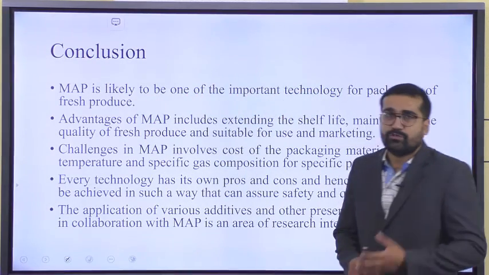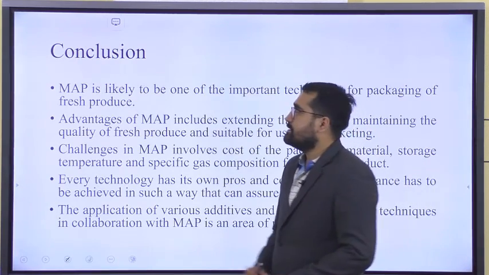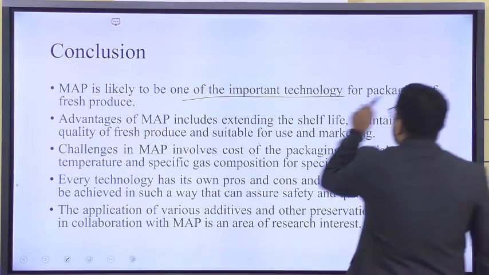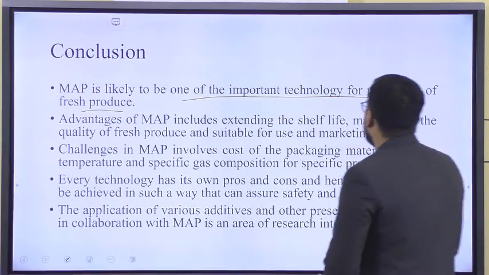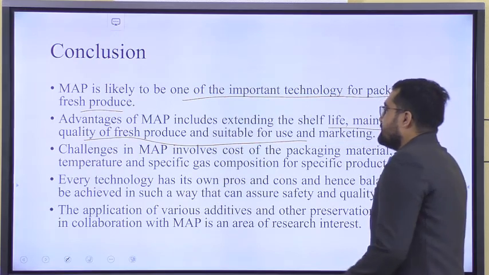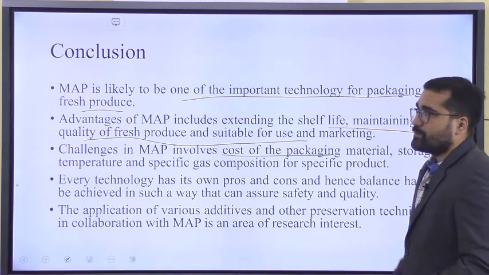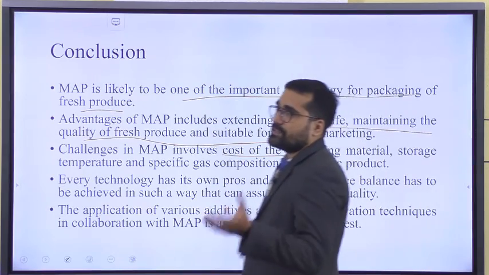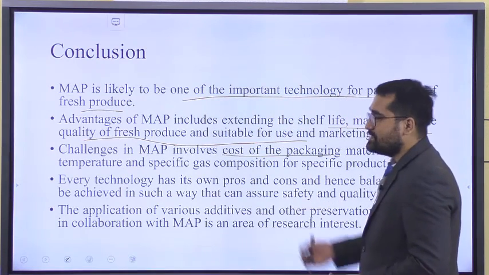So what we have studied: how to design the films, and how to find out the respiration rate. Now the conclusion: MAP is likely to become the most important technology in packaging of fresh produce, and its advantages include the extension of shelf life, maintaining the quality of fresh produce and suitability for the market. The challenge in MAP involves the cost of packaging. Okay, and if we have to provide some specific packaging methods, like temperature compensating films, those are the limitations or challenges inside MAP.